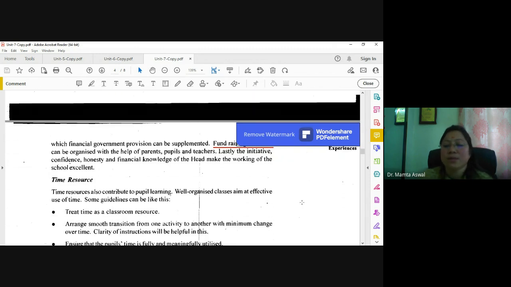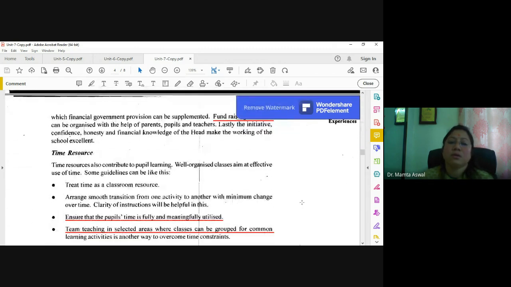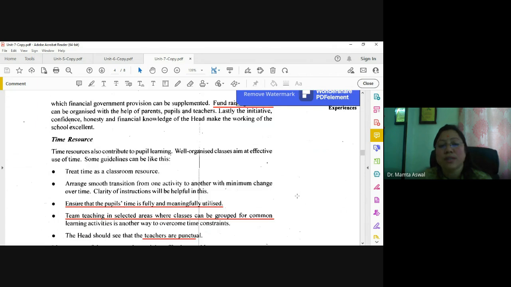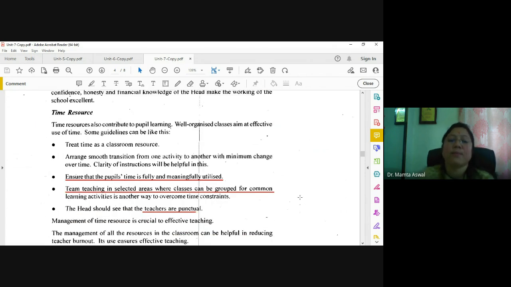Then time resources are important. Time is important because I have discussed that there is only one session. Within that session, everything needs to be organized. So time is again a resource. The teacher and the head must plan according to the time and according to the session of the student. That's very important. They must take care that everybody in the school comes on time, the students are there on time, the teachers come on time, and all the time of the students is utilized appropriately.